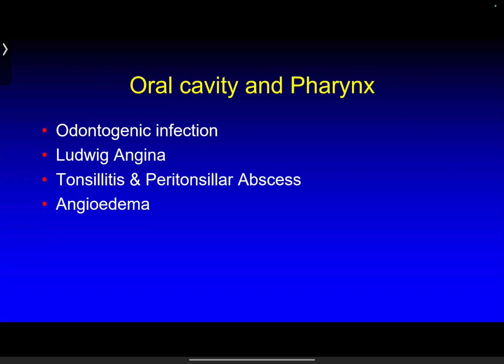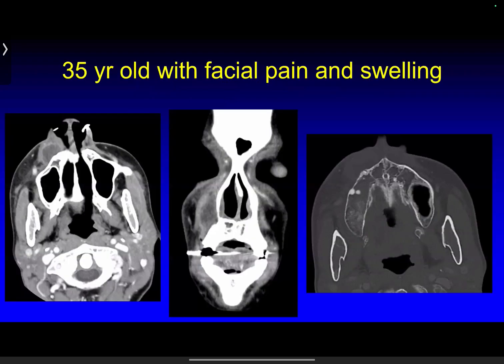So we're going to start with the oral cavity and the pharynx. And the first patient in the ER today is a 35-year-old with facial pain and swelling. A CT neck with contrast was obtained, and this is an axial image at the level of the maxillary sinuses. You can see the acute inflammatory changes in the right cheek, reticulation of subcutaneous fat, overlying skin thickening. There is a rim-enhancing fluid collection along the anterior margin of the right maxillary alveolar ridge with surrounding inflammatory changes.